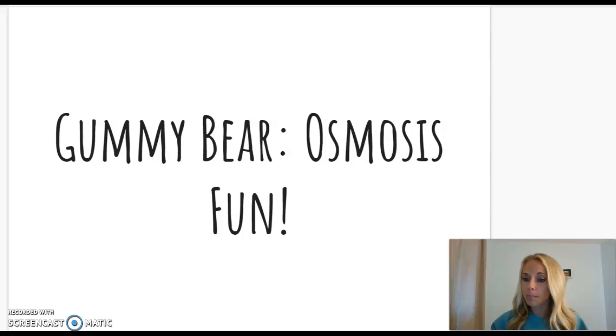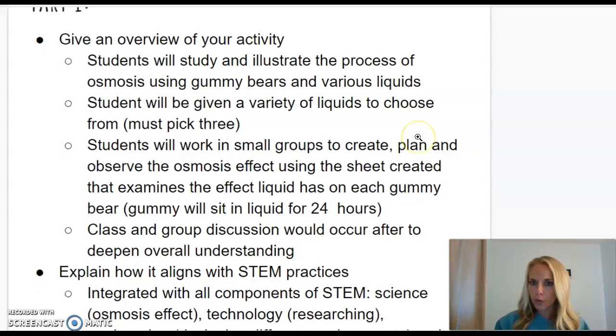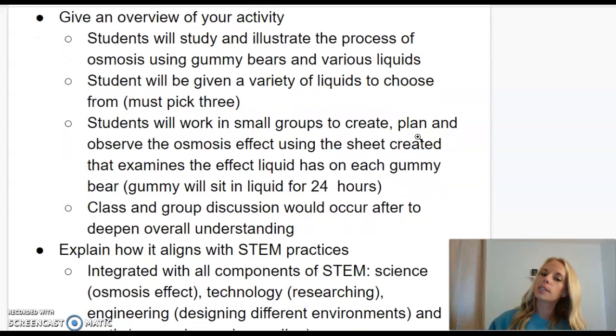I chose Osmosis for my activity. Just a little overview of the activity: students will study and illustrate the process of osmosis using gummy bears and various liquids. I would give the students the opportunity to pick an experiment with liquids in however way they wanted to. They could pick from soda, water, salt water, vinegar, a bunch of different liquids. They would just have to pick three.